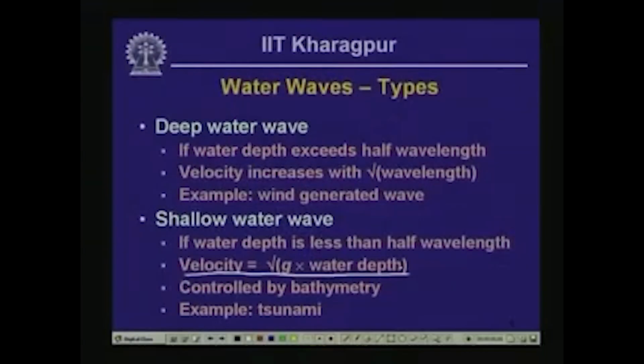So propagation of a shallow water wave is controlled by bathymetry. An example of a shallow water wave is a tsunami, because in this case the wavelength is on the order of hundreds of kilometers. So even in the deep ocean the water depth is not enough for the tsunami wave to be categorized as a deep water wave. Even in the deep ocean, it is of the classification of a shallow water wave.